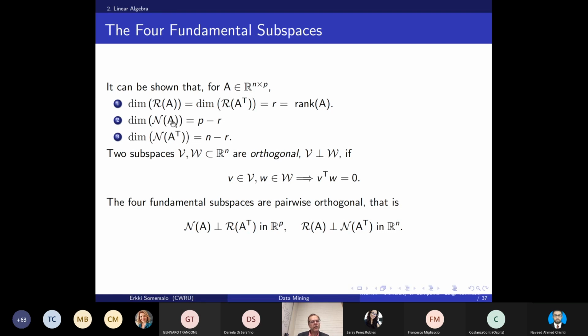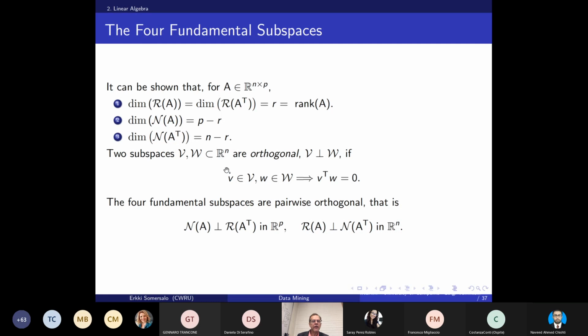And furthermore, it turns out that the dimension of the null space of A is p minus R, and the dimension of the null space of A transpose is n minus R. So once you know the rank of a matrix, you know the dimensions of all of these 4 subspaces. You only need to know one number, namely the rank of A, which is the dimension of the range. And then you know the dimensions of all of these 4 subspaces.